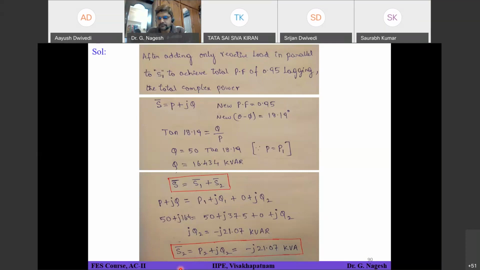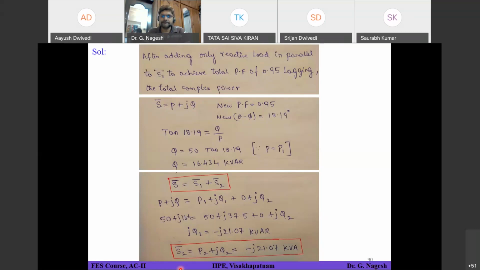Sir, I didn't get how to find that I2 conjugate. Complex power S2 has another formula also. You can write Vrms into Irms into cos of theta minus phi, or you can call it V phasor into I phasor conjugate. So S2 is equal to V2 phasor into I2 phasor conjugate. You have V2 already known, which is 230 volts RMS at an angle of 0 degrees. So try to find out I2 conjugate from that.